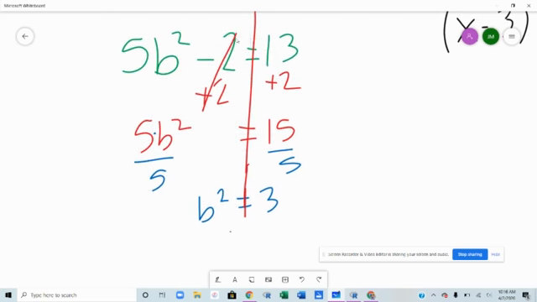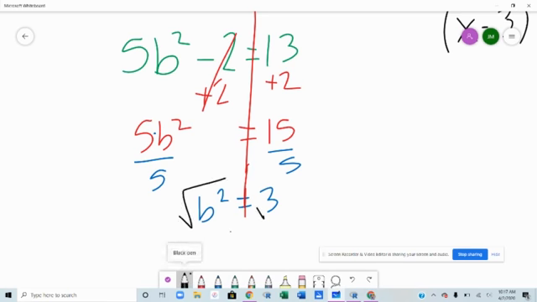Recap here, negative 2, so you added 2, times by 5, so you divided by 5. So far we're at b squared equals 3. Now we have the squared. We need to get rid of squared by square rooting both sides.